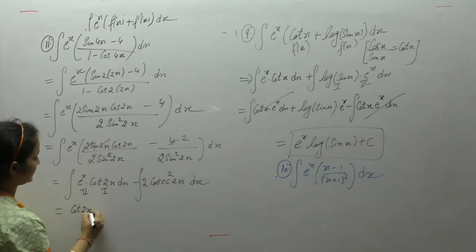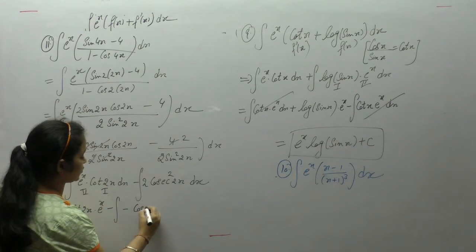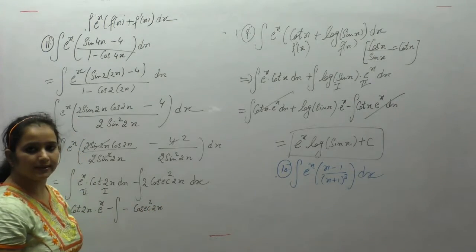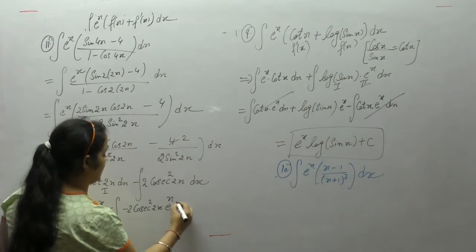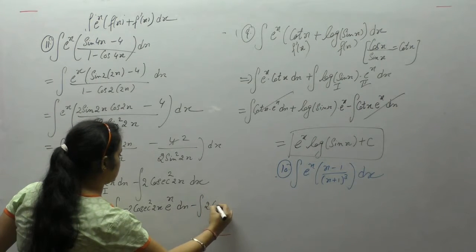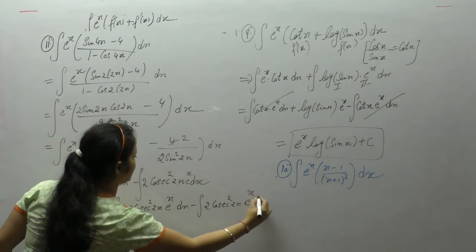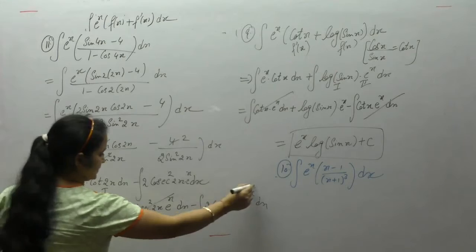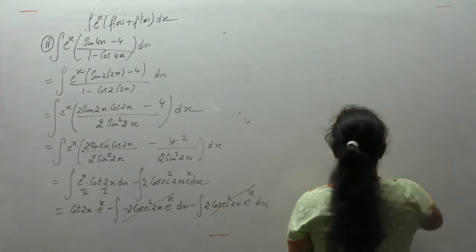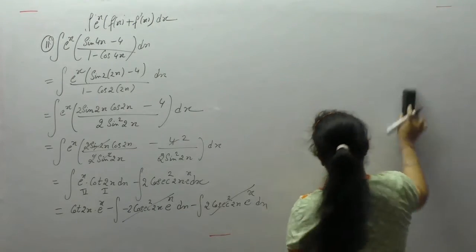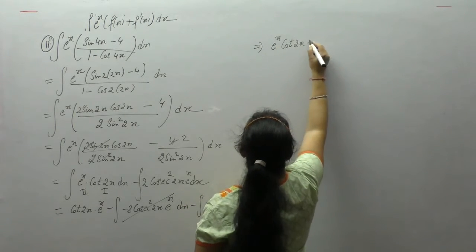First term as it is, integral of e^x. The derivative of cot is minus cosec squared. The angle here is 2x, so the derivative of 2x is 2. Integral of e^x is e^x. Minus 2 cosec squared 2x e^x dx. Minus minus plus. e^x into cot of 2x plus c.